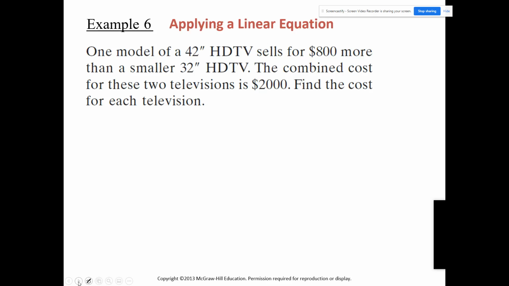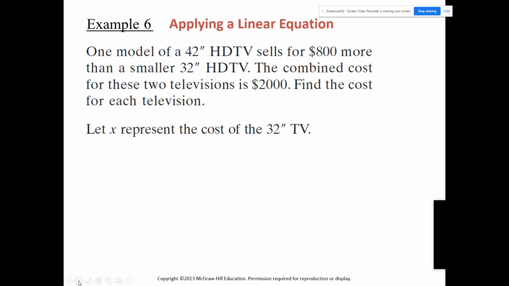And the last type of problem is a problem where you have 2 things that you have to find the price, where they're not giving you the price of either one, but you need to find the price of both. So you have a model of a TV. You know that the 42-inch TV sells for $800 more than the 32-inch TV. You don't know how much each TV costs. All you know is that one sells for $800 more than the other. You also know that together they cost $2,000. So you need to find the cost of each TV based on that information.